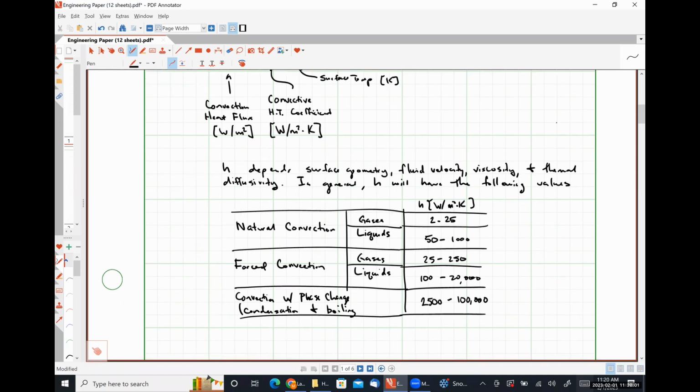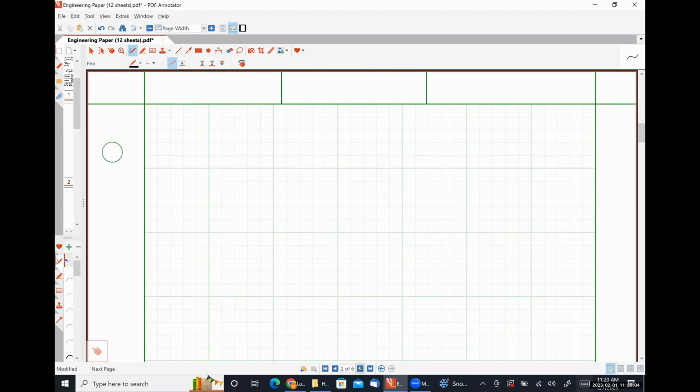So our fourth and final method of heat transfer is radiation, where radiation describes heat transfer through electromagnetic radiation propagating in a vacuum or air.